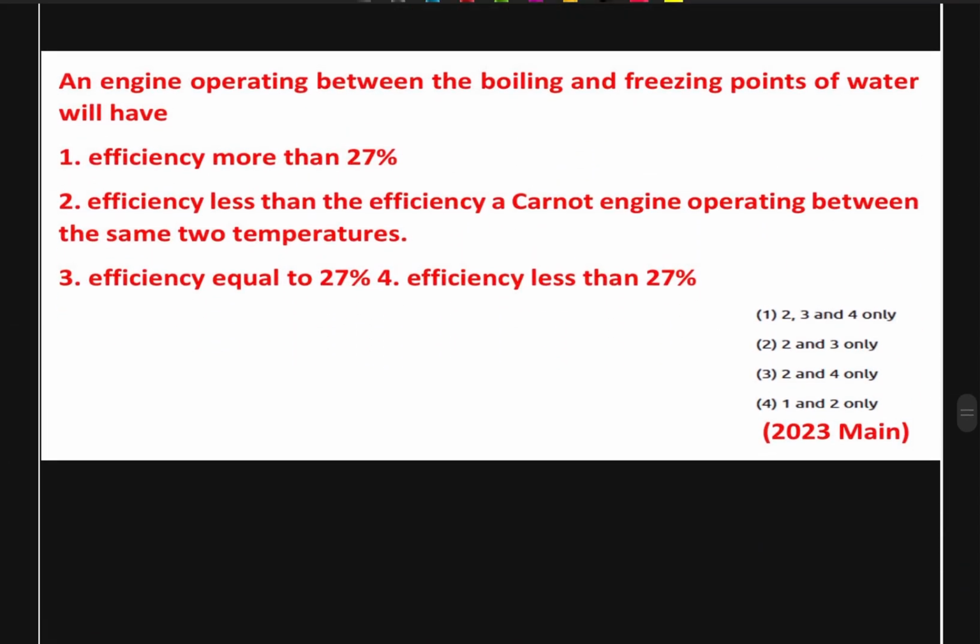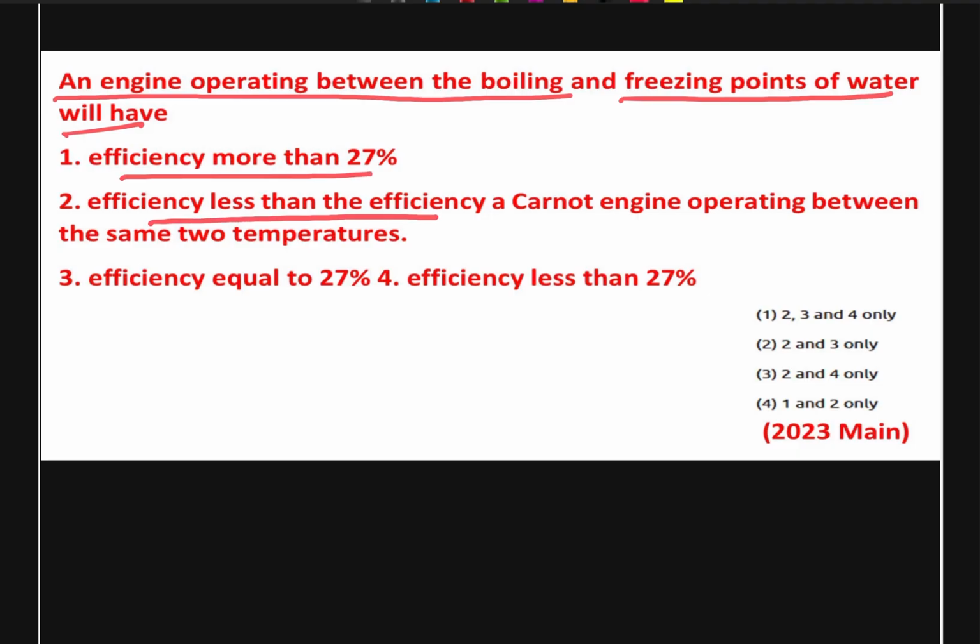It states that an engine operating between the boiling point and freezing point of water will have efficiency more than 27%, efficiency less than the efficiency of Carnot engine operating between the same two temperatures, efficiency equal to 27%, and the final option is efficiency less than 27%. So based on this we have to check which combination is correct.